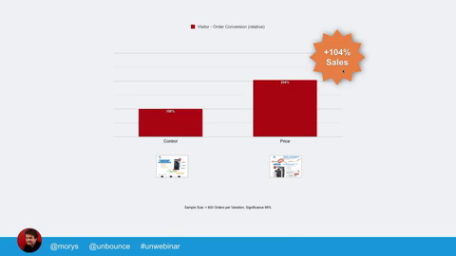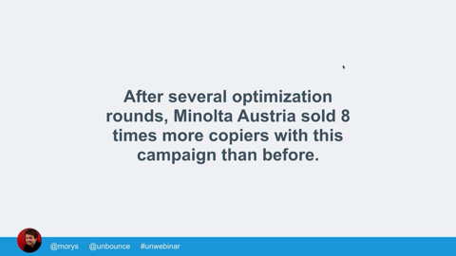And again, that was the first test out of a row of 3 tests. The first 2 were unsuccessful, and this was the first test where we again succeeded, and that's my main case study for this principle. After not using our own principle, we changed to this framework for Minolta Austria, and at the end, after 6 optimization rounds, we had 8 times higher sales than before.